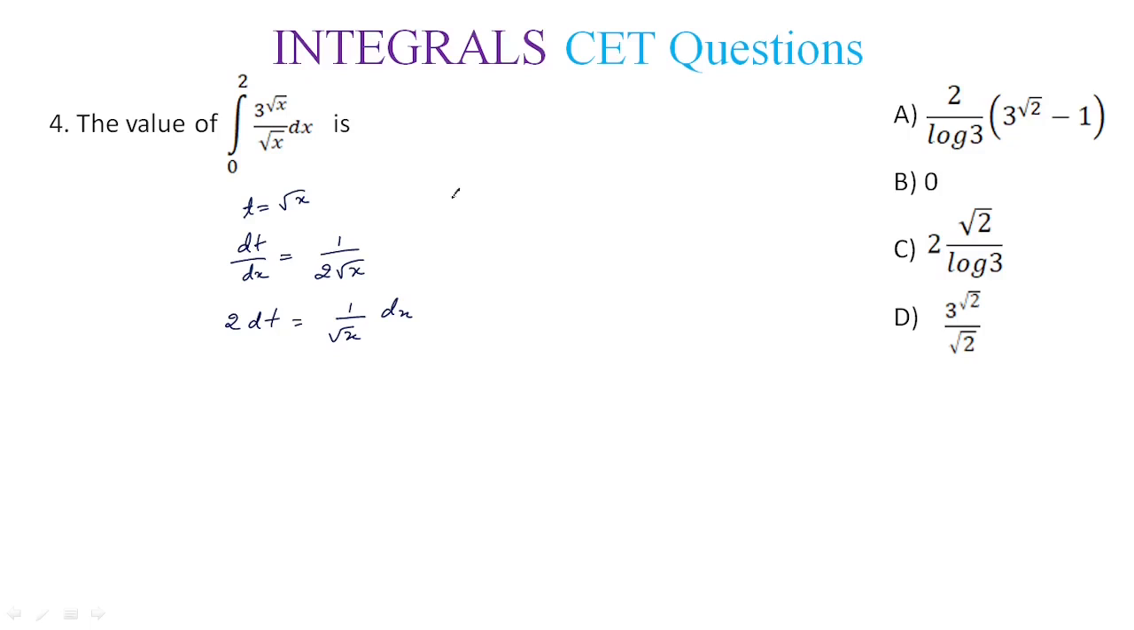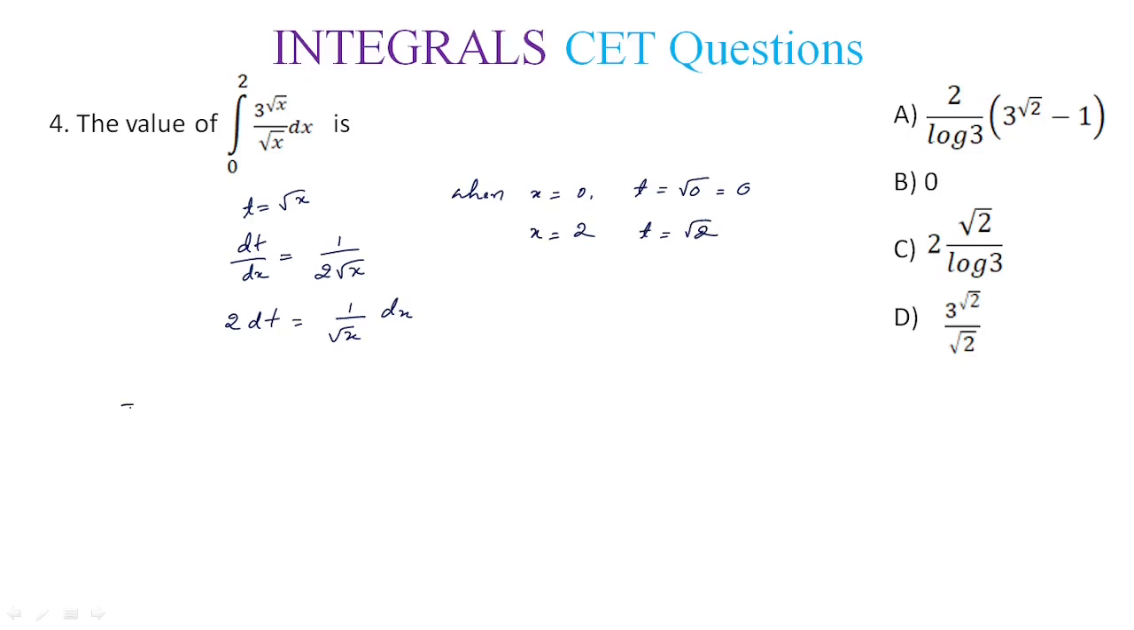When the lower limit x is equal to 0, what is t equal to according to the substitution? This is root 0. Root 0 is 0. And when the upper limit x is equal to 2, now t is equal to root 2. According to this substitution, suppose we change the integral.